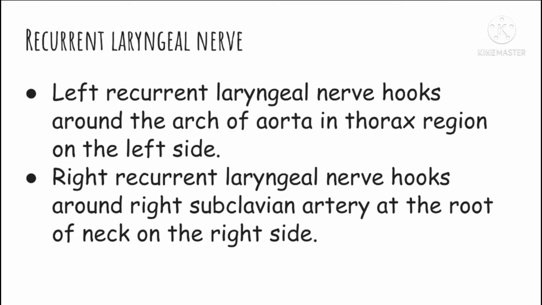Now let's talk about the recurrent laryngeal nerve. The left recurrent laryngeal nerve will hook around the arch of the aorta in the thorax region on the left side, and the right recurrent laryngeal nerve will hook around the right subclavian artery at the root of the neck on the right side. So why has the right recurrent laryngeal nerve migrated to the level of the root of the neck instead of just staying in the thorax? Let's see about that.